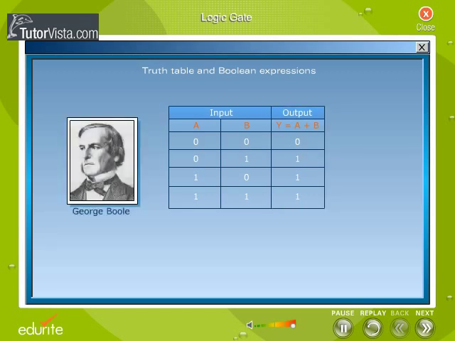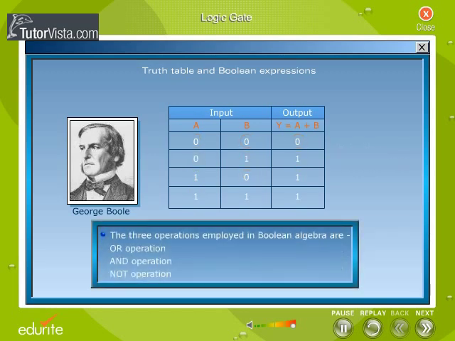George Boole devised a different kind of algebra called Boolean algebra that deals with logical statements having only two values, namely either a true or a false value. In Boolean algebra, 1 denotes true statement and 0 denotes false statement. The three operations employed in Boolean algebra are OR operation, AND operation, NOT operation.